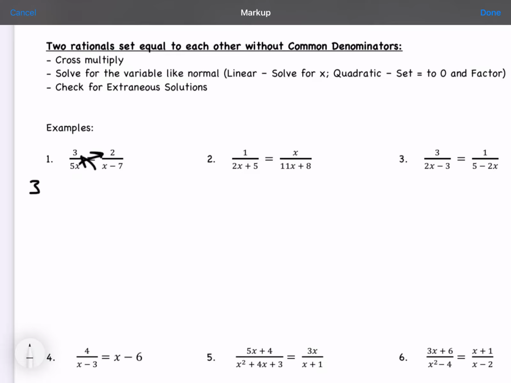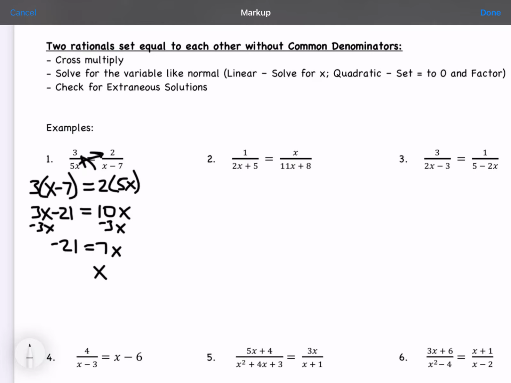So we're going to have 3 times x minus 7 equals 2 times 5x. And so when we distribute that through, we get 3x minus 21 equals 10x. Don't need to divide yet. How do we get the x's all on one side? We put them on one side by doing what? We subtract the 3x. Right. Subtract 3x. We get negative 21 is 7x. So x is negative 3.